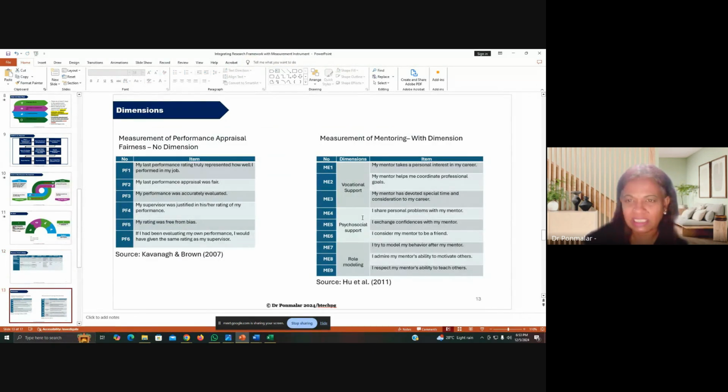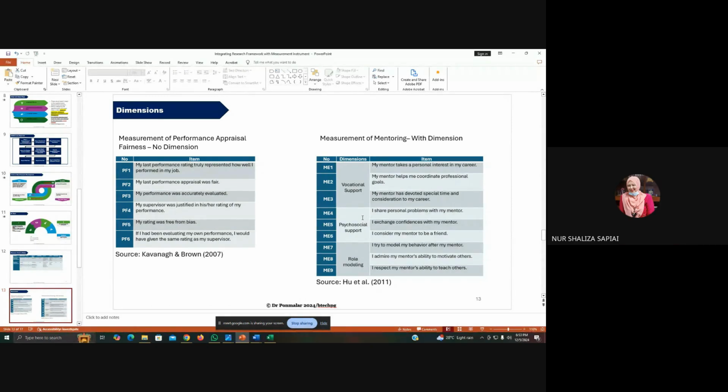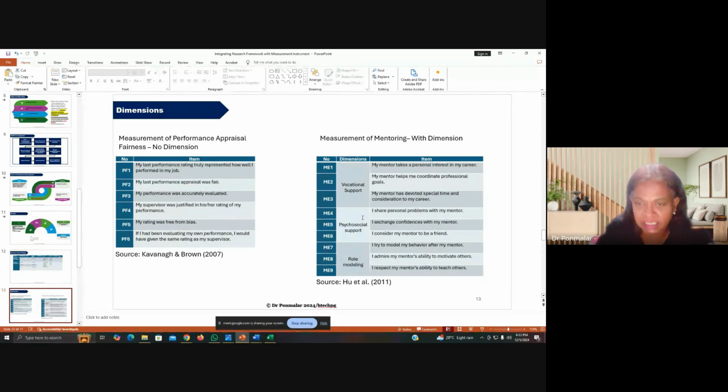Okay, now what is dimension? Sampai sekarang ada setengah tak tahu apa tu dimension, yeah? So some of you don't know what is dimension. Okay, dimension means it's a subcategory of a variable. So who will come up with the dimension? Who will come up with the dimension? Literature. Yes, literature. The person who developed the scale, he or she is the one who comes up with the dimension.